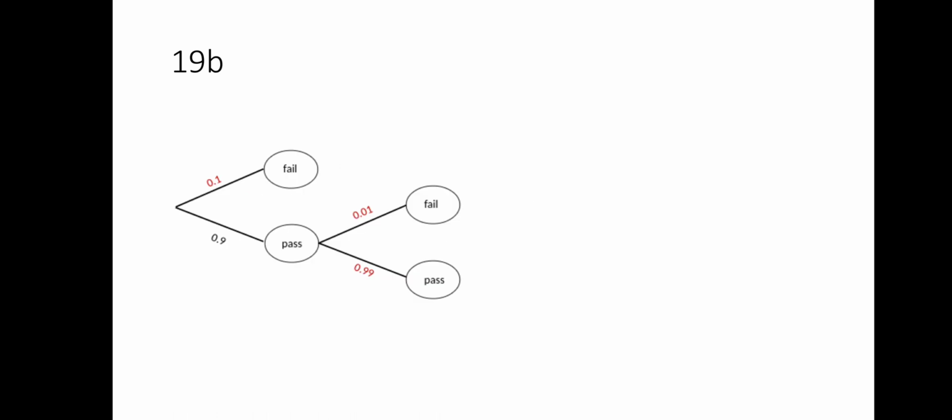19B, an item is chosen at random before the checks. Work out the probability that the item is scrapped. So an item is scrapped basically means it's failed the check. And there are two ways in which an item can fail. It can either be failed on the first test, or it can be failed on the second test. So in other words, it passes the first round but then fails the second round.